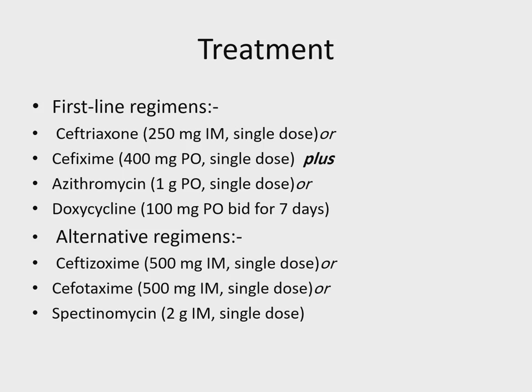So it's advised to add azithromycin or doxycycline to ceftriaxone or cefixime. For example, we can give ceftriaxone single dose to treat gonorrhea and azithromycin 1 gram per oral single dose for managing chlamydia. Or we can give ceftriaxone as a single dose and add doxycycline 100 milligram per oral BID for 7 days.